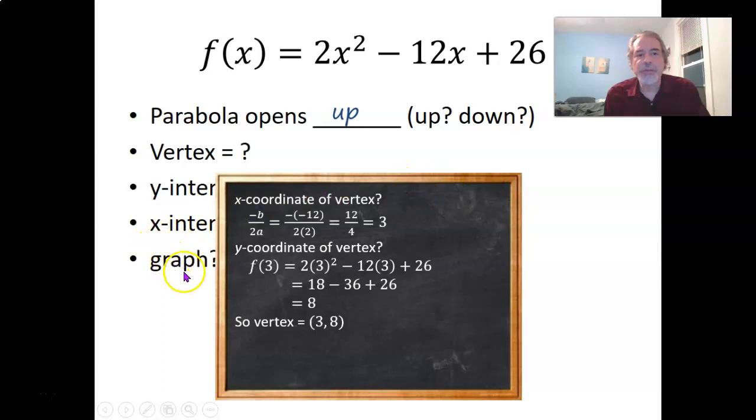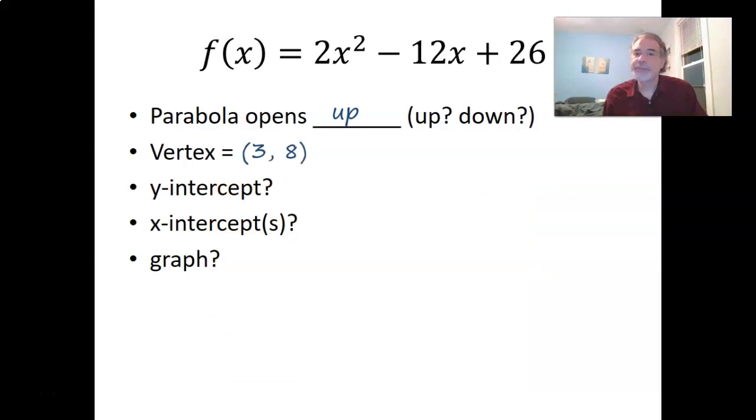The x-coordinate of the vertex would be -b over 2 times a. So that would be -12, or +12, over 2 times 2, which is 4. So 12 over 4 is 3. Then plug 3 in for x. 2 times 3 squared minus 12 times 3 plus 26. Remember, squaring comes before multiplication. 3 squared is 9, and 2 times 9 is 18. Minus 12 times 3 would be 36. Plus 26 comes out to 8. So the vertex is at the point 3, 8.